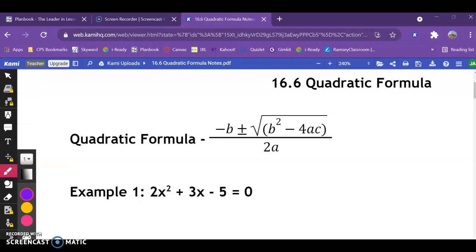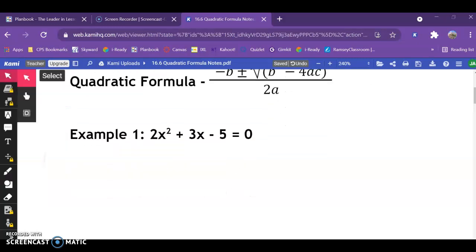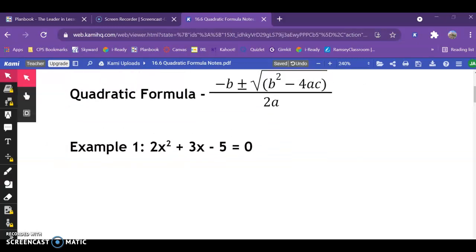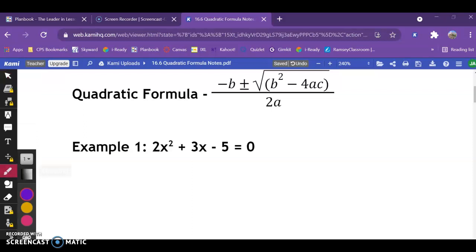So remember, a quadratic function is ax squared plus bx plus c. So a is always in front of the x squared, b is in front of x, and c is the constant by itself. So we want to solve all of these for 0 before we actually plug them into the quadratic formula. So for example, this one here equals 0, so that's good. We don't need to change anything. We need to identify our a, b, and c. So this is a, this would be b, and this is c. And then we can plug them in.